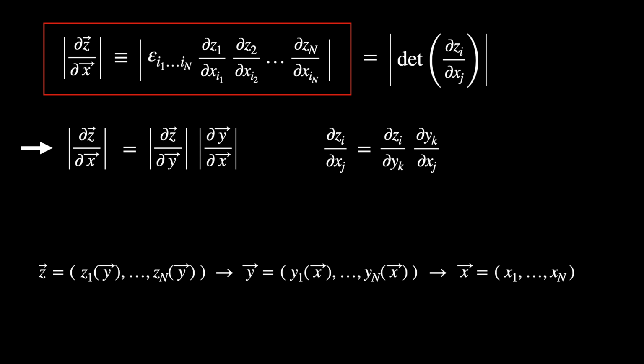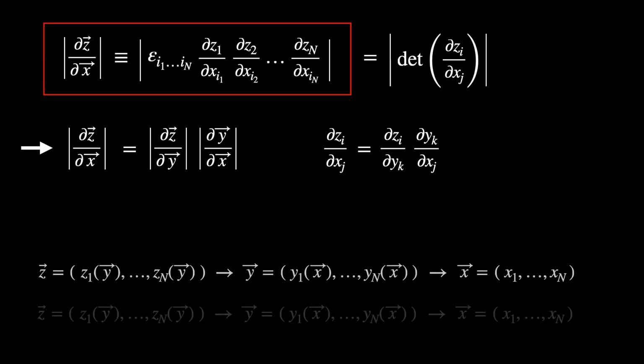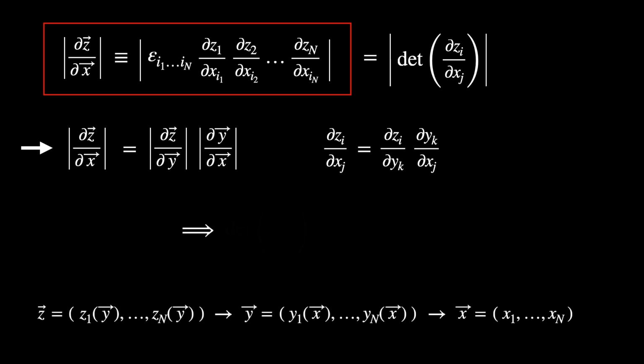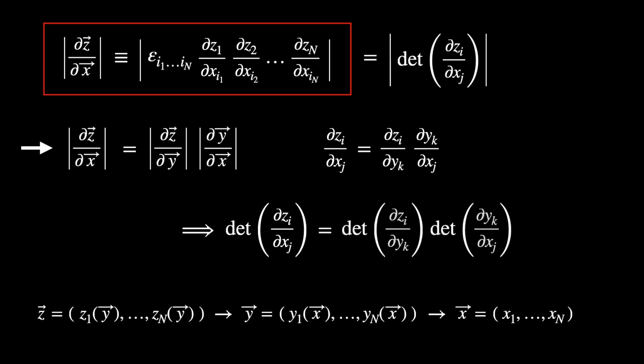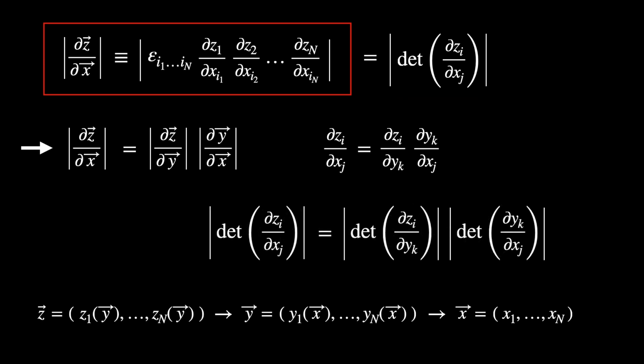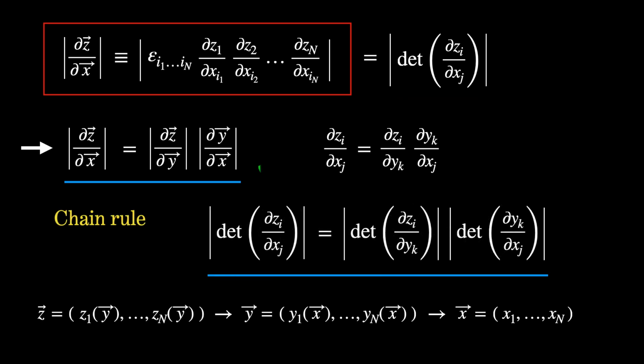We can see the right-hand side as the multiplication of two matrices. Remember that we are using the Einstein convention, so the repeated index k is summed over. Taking the determinant, and remembering that the determinant of the product of two matrices is just equal to the product of their determinants, we have our result. Thus, the chain rule of the Jacobian is the direct consequence of the chain rule of partial derivatives. This simple result shall be a cornerstone to our proof.